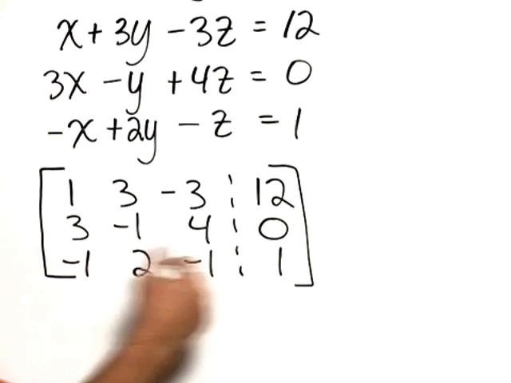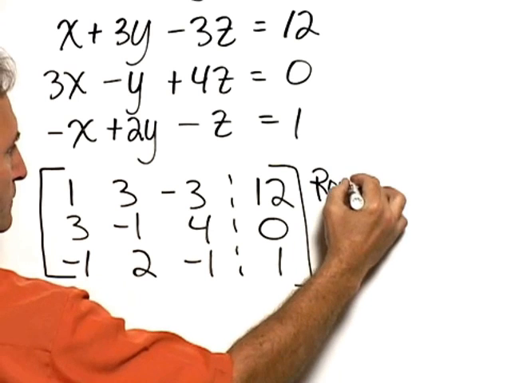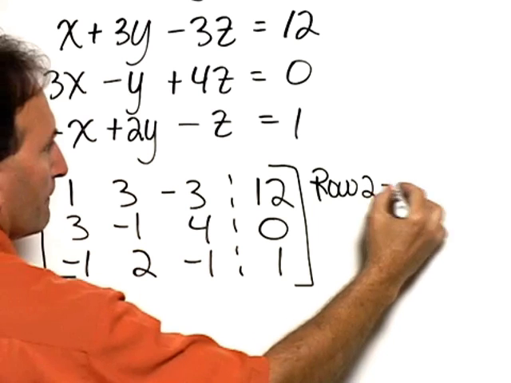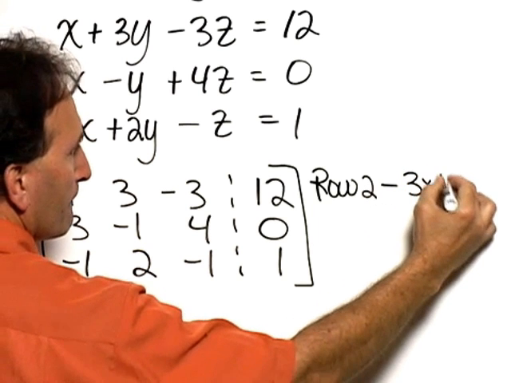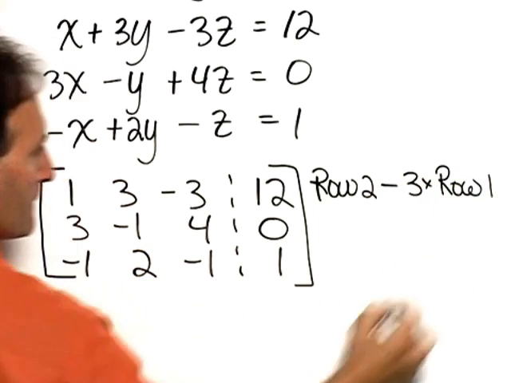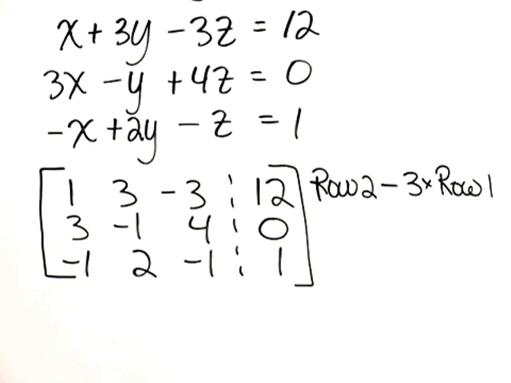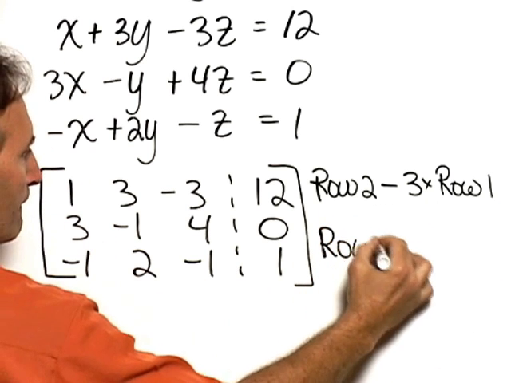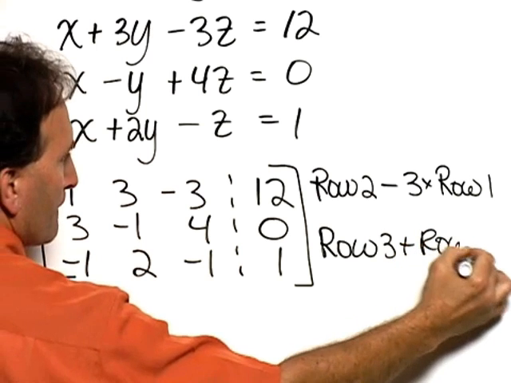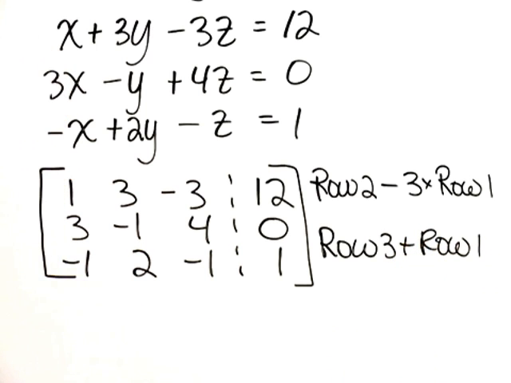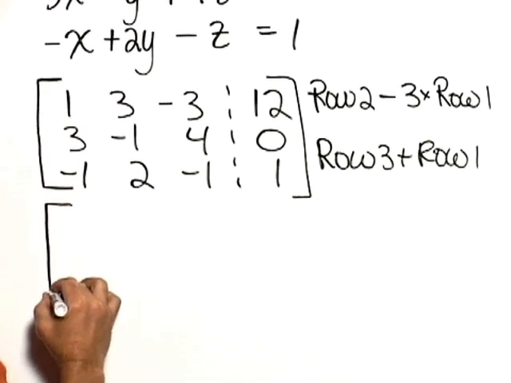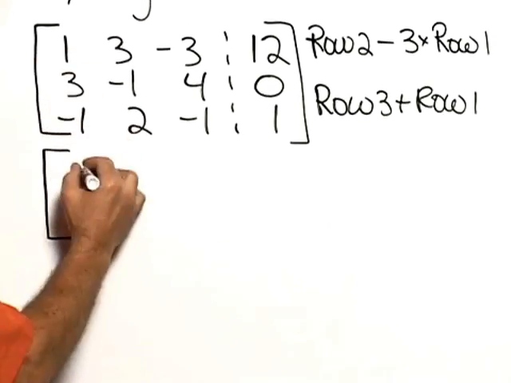What we would do is take row 2 and subtract from it 3 times row 1. That will give us a 0 here. It's even easier here. We'll simply take row 3 and add row 1 to it. And that will give us a 0 in that position. So we start by recognizing that row 1 remains unchanged.